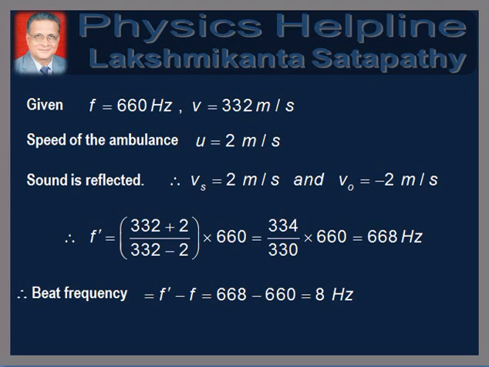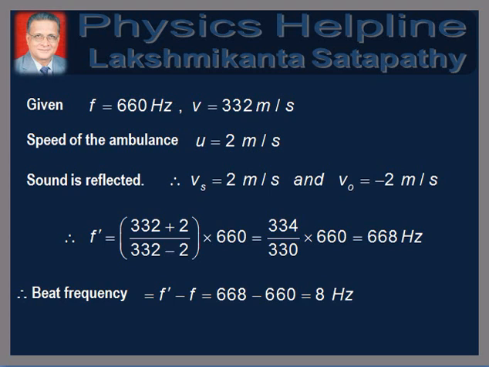Given f is equal to 660 Hz. Velocity of sound v is equal to 332 meters per second. Speed of the ambulance u is equal to 2 meters per second. Now sound is reflected. Therefore, source is moving towards the observer. Therefore, we have Vs is equal to 2 meters per second. And the observer is also moving towards the source with the same speed. Therefore, Vo is equal to minus 2 meters per second. Putting these values in equation 1 and simplifying, we get the apparent frequency f dash is equal to 668 Hz.